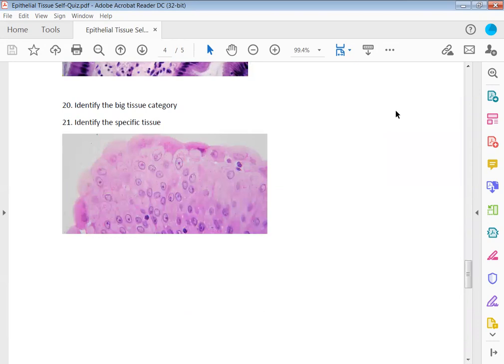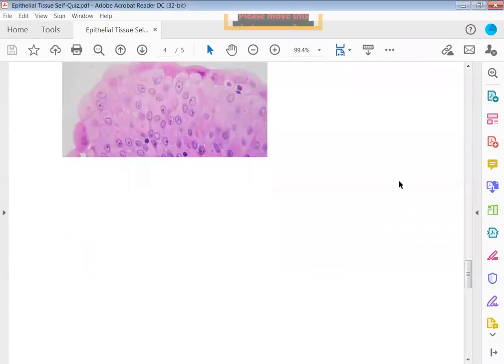This tissue here in 20 and 21, the big tissue category is going to be epithelial or epithelium, and the specific tissue is going to be transitional epithelium. Remember, this is the rule breaker. This is the only one that doesn't have a first, middle, and last name. You know it is transitional because you have these fluffy scalloped tops to it. Those fluffy scalloped tops clue you in that this is going to be transitional epithelium.